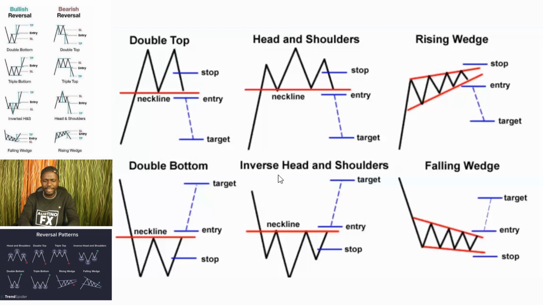So the next one we have here is the inverse head and shoulder pattern. The inverse head and shoulder pattern is the opposite of the head and shoulder pattern. It is almost the same, but in opposite form. So here the market was in a downtrend, making a series of lower highs and lower lows. That tells you the market is in a downtrend, right? You can see the lower low, this is the lower high, then this is the lower low again, right? This is the lower high.